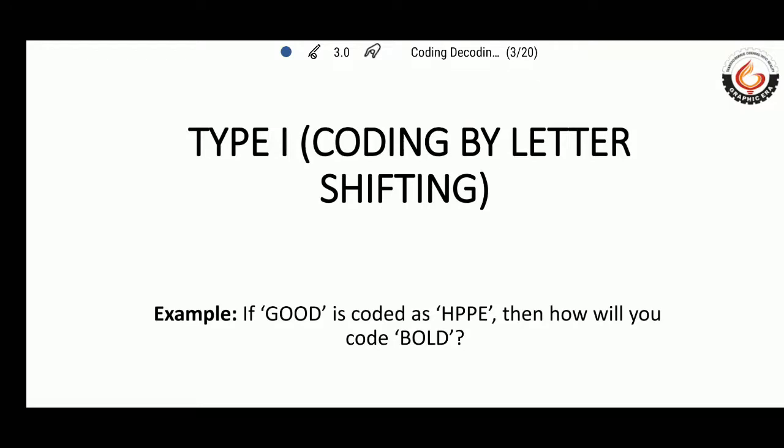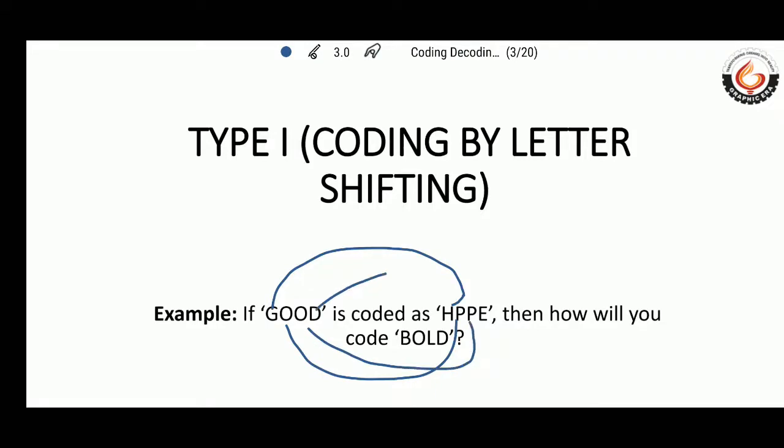Now letter shifting could be like we studied in series: a 1 letter shift, 2 letter shift, 3 letter shift, 4 letter shift. It could be any. It could be a series letter shift also, like the first letter is shifted by 1, the second letter is shifted by 2, the third letter is shifted by 3. Now here what we can see is G is shifted by 1, this O and this other O are shifted by 1, again D is shifted by 1. In each case there is a plus 1 letter.